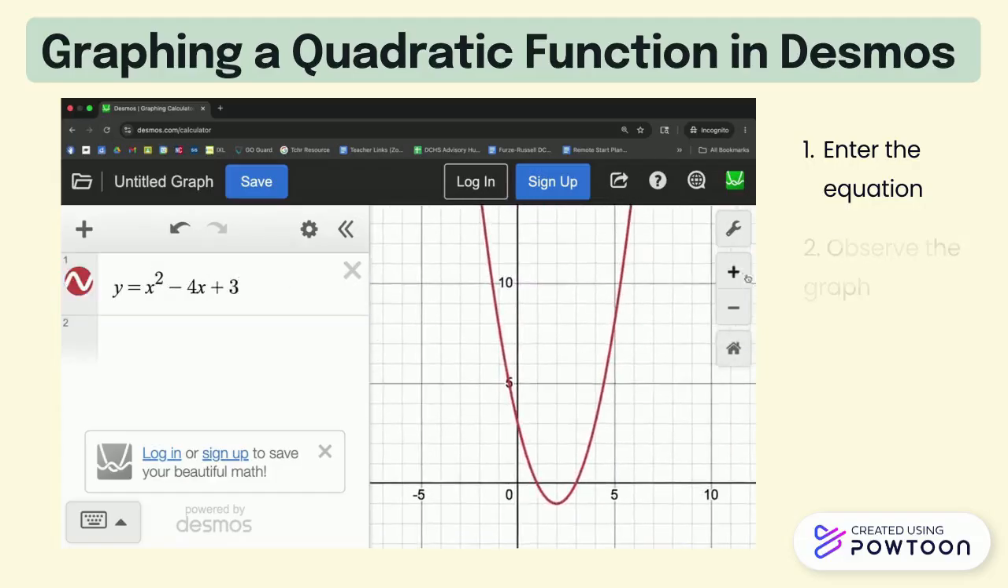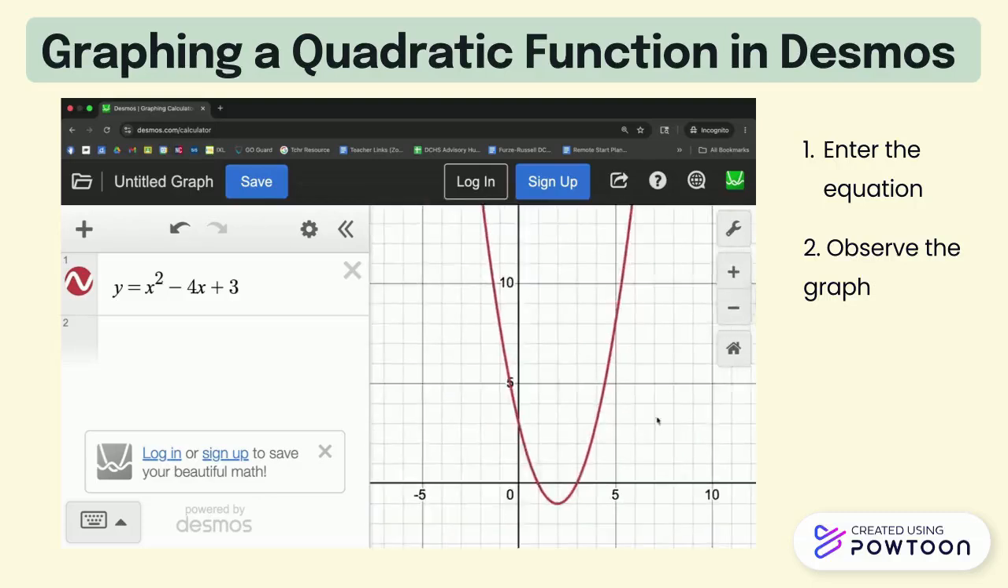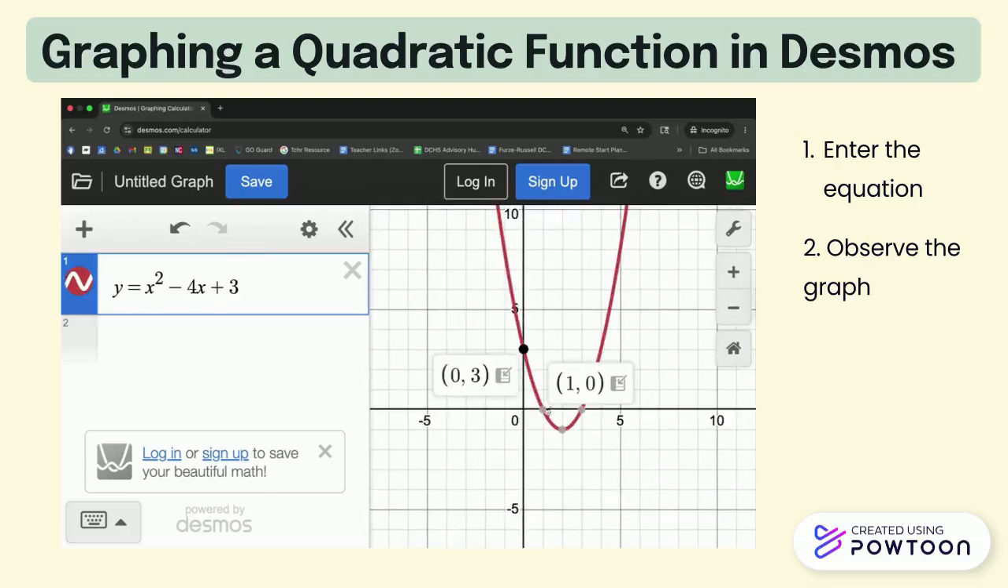Then observe the graph. You can zoom in, zoom out, and click on the graph to highlight the features like vertex and the intercepts.